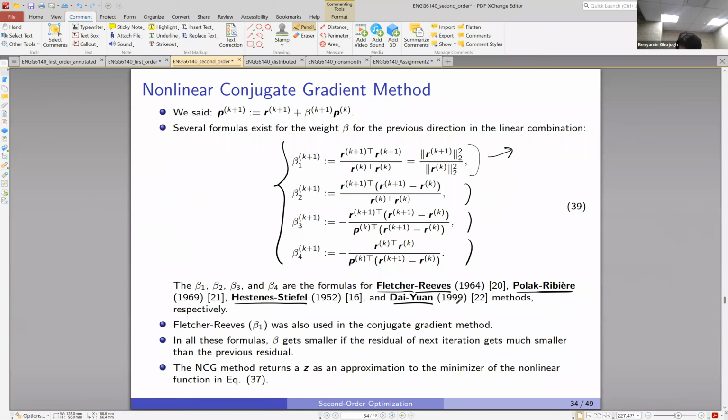Again, these have proofs, but it's out of the scope of this course. So we have these betas and we can use them in our nonlinear conjugate gradient method. By the way, beta 1 was used in the linear conjugate gradient method. In all of these formulas, beta gets smaller if the residual of the next iteration gets much smaller than the previous residual. So when the residue of r_{k+1} becomes much smaller than the residue of r_k, it's good. Beta becomes very close to 0, and we can stop the optimization of the conjugate gradient method. Okay.